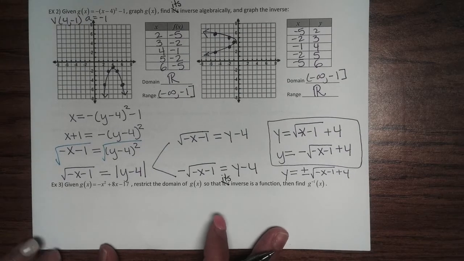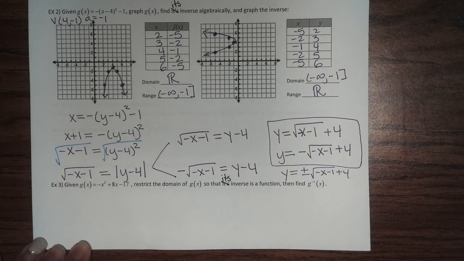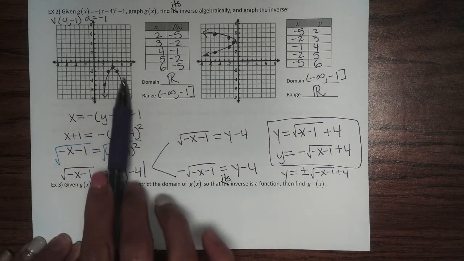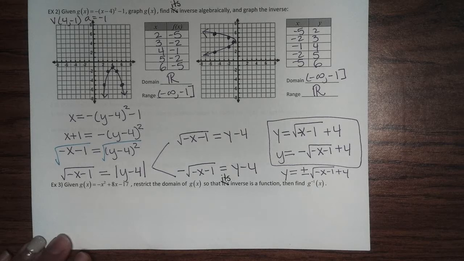Example 3. Given this function g of x, negative x squared plus 8x minus 17, restrict the domain of g of x so that its inverse is a function, and then find the inverse function. So again, same thing we dealt with last term with absolute values. Remember that if you graph an entire parabola, the inverse will not be a function. So now we're going to have to do some domain restrictions. But first, let's just start with find the inverse of this function.